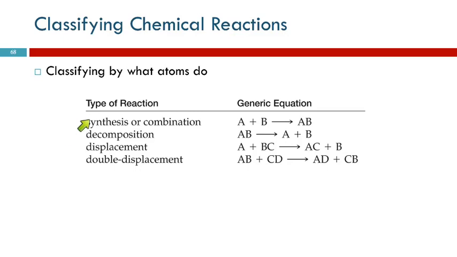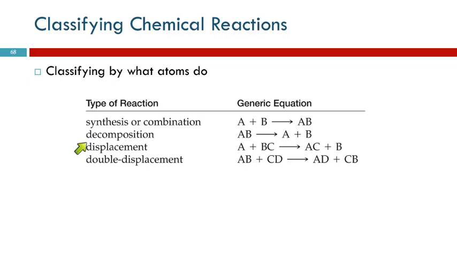So we can have a synthesis or combination reaction. Here we have two things. We're just using these letters to represent elements and compounds. A plus B, and they're combining to form one thing. So two things combining is a combination reaction. We can have a decomposition reaction where you have one reactant and it breaks into two pieces. That's a decomposition reaction. So those are kind of opposites of each other.